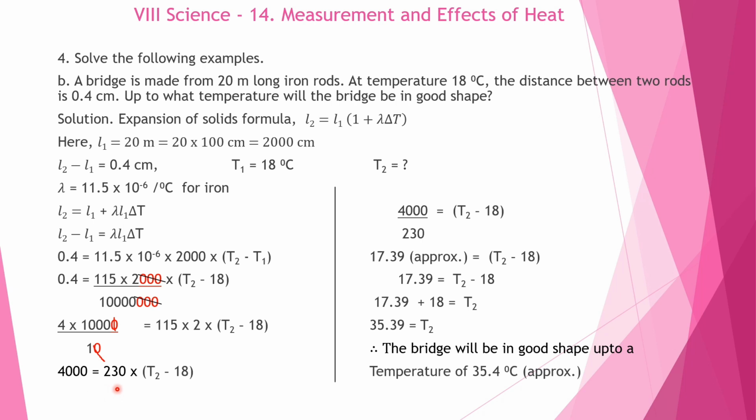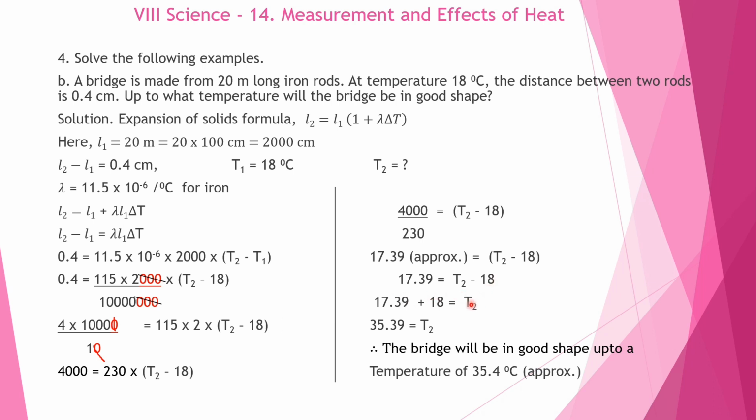So we'll shift this 230 also to the other side, children. Multiplication will become division. See here. 4000 divided by 230 is equal to T2 minus 18. 4000 divided by 230 is 17.39, an approximate value, children. It is not exact division. The division will not be complete here. It is equal to T2 minus 18. We'll write it again without writing approximate. 17.39 is equal to T2 minus 18.